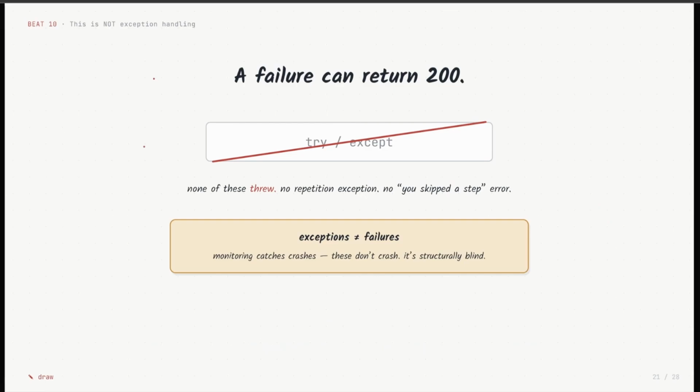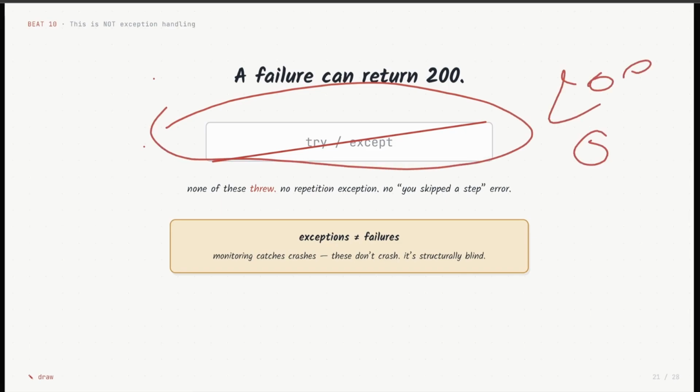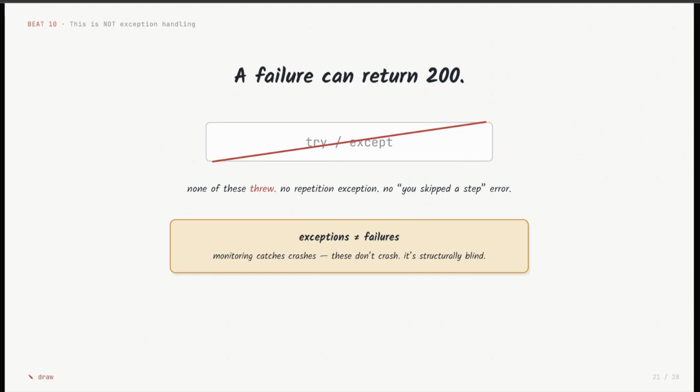One thing I want you to remember is that you cannot solve this with better error handling. I told you this already. You're always getting 200 OK as a status code. None of these threw an error or told you that you skipped a certain step. All of these were what we call graceful failures. They look exactly like successes, but they are not. So right now, what we're going to talk about is how to monitor for that.